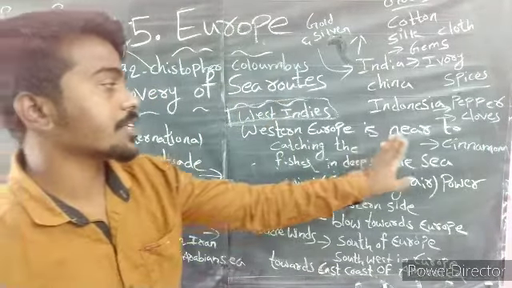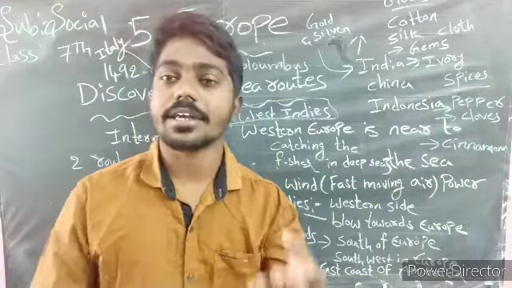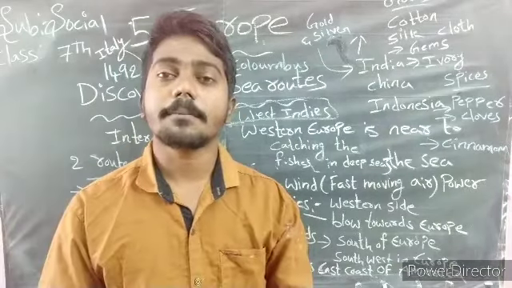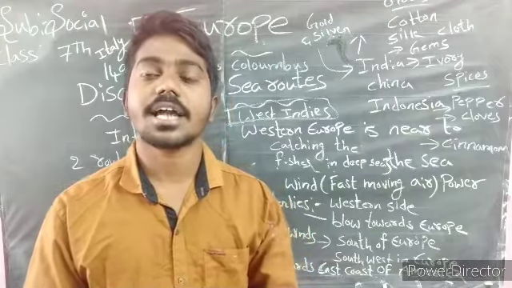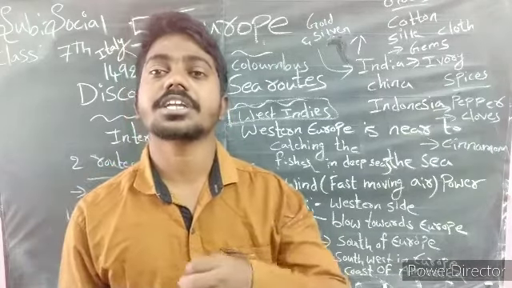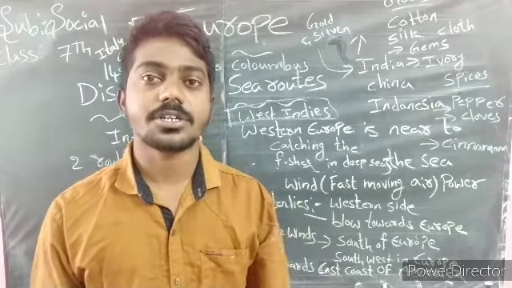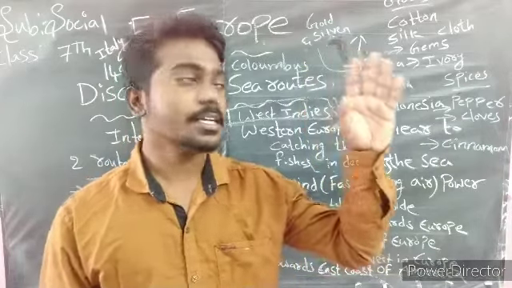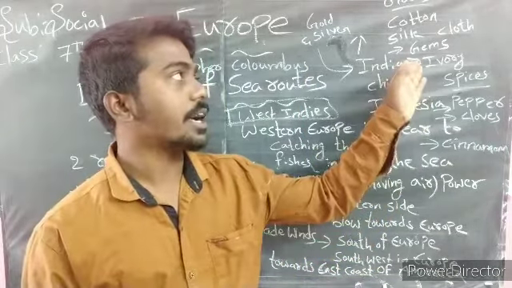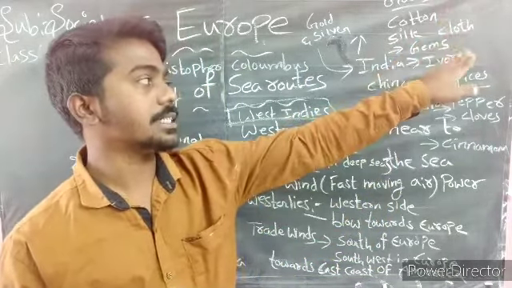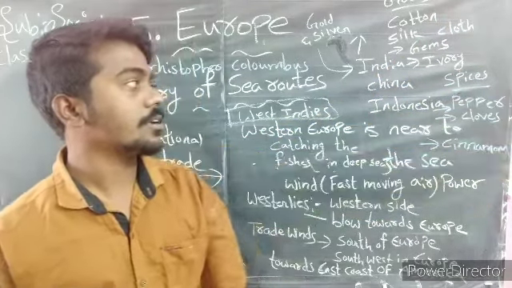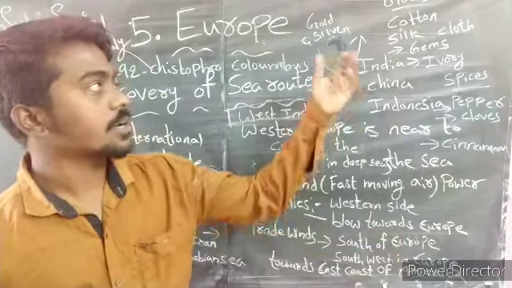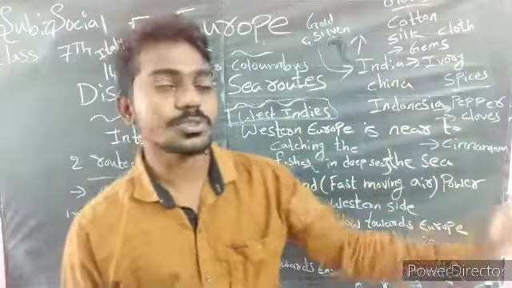Okay, Western Europe is near the sea. That is why they have great experience in building ships and boats. They used ships and boats to catch fish. Later, they used them for international trade. Yes or no, children? From ancient times, the European countries came to our India and took goods of cotton, silk cloth, gems, ivory, and especially the spices of pepper, cloves, cinnamon. And they gave gold and silver to our India and took all these goods.